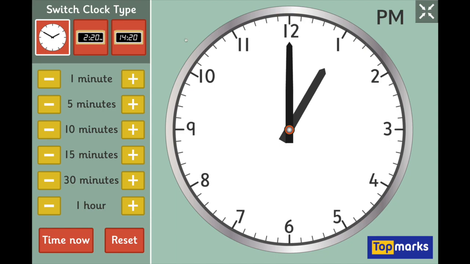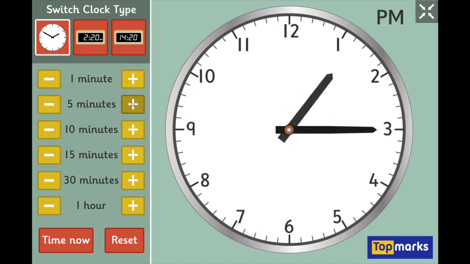So jump in 5s. 5, 10, 15 minutes have passed. Well done. The big hand is now pointing to 3, meaning it is quarter time.